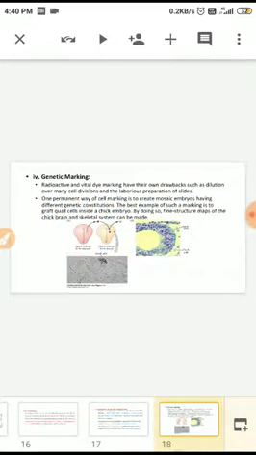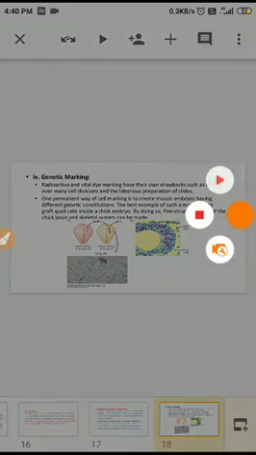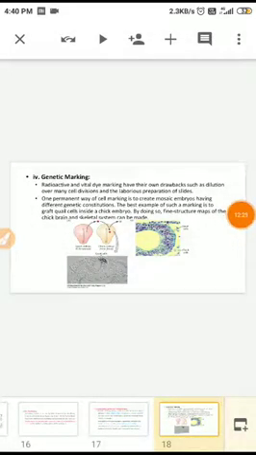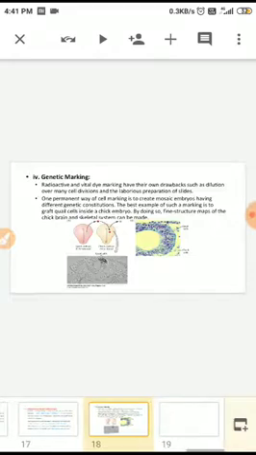So genetic marking is another method. Radioactive and vital dye marking have their own drawbacks, such as dilution over many cell divisions and the laborious preparation of slides. One permanent way of cell marking is to create mosaic embryos having different genetic constitutions. The best example of such marking is grafting quail cells inside a chick embryo. By doing so, fine maps of the chick brain and skeletal system can be made.